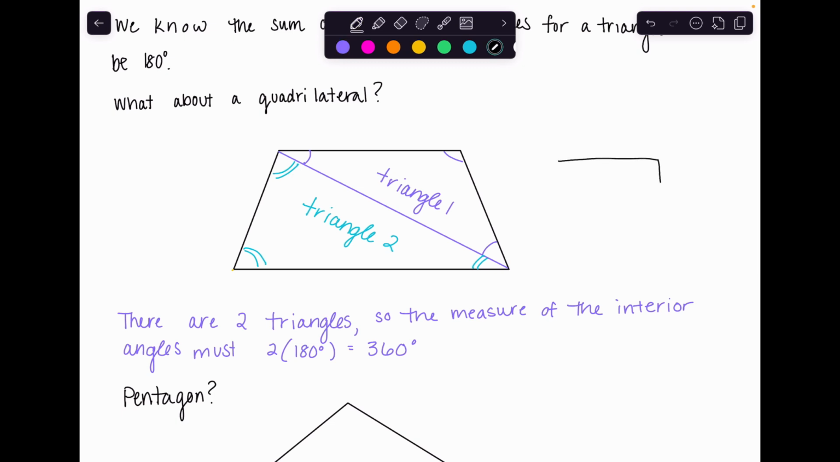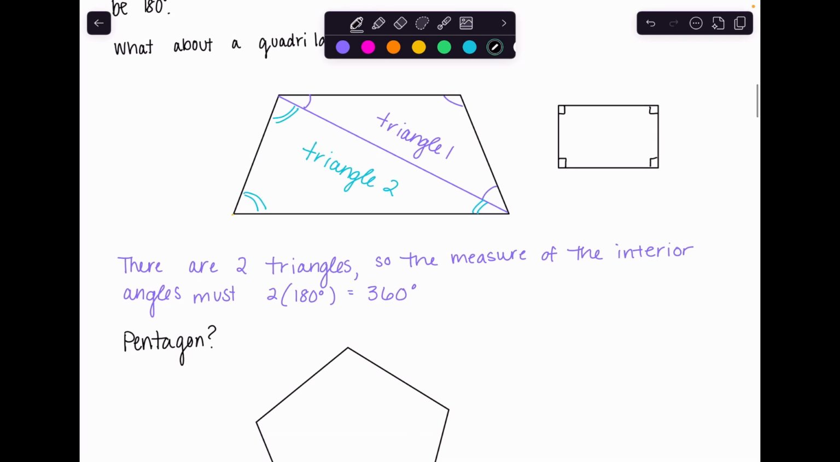And again, you can think of your rectangle here, getting ahead of ourselves, but we all have seen rectangles before. All of these angles are 90 degrees. So 90 times 4 gives you exactly 360 degrees. So a 4-sided figure will always add up to 360.